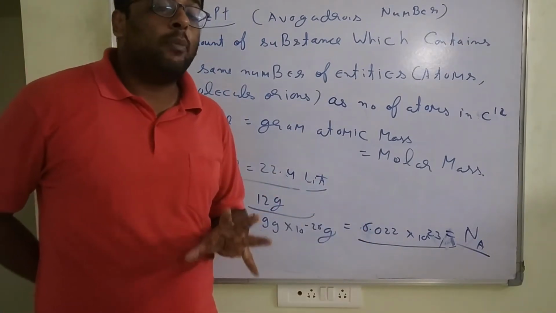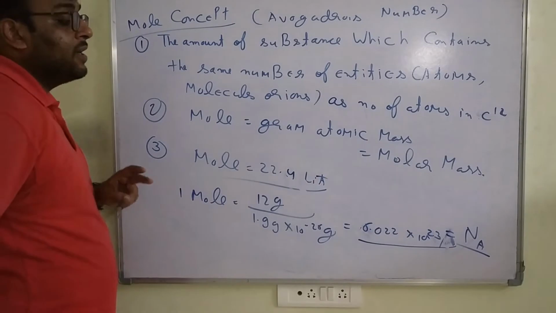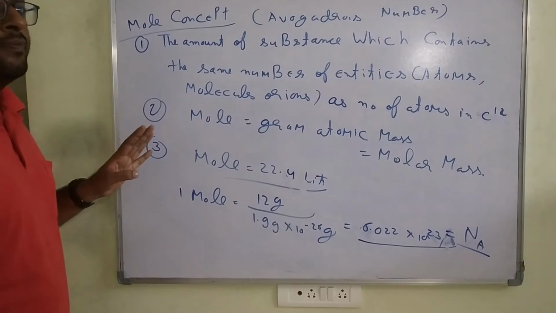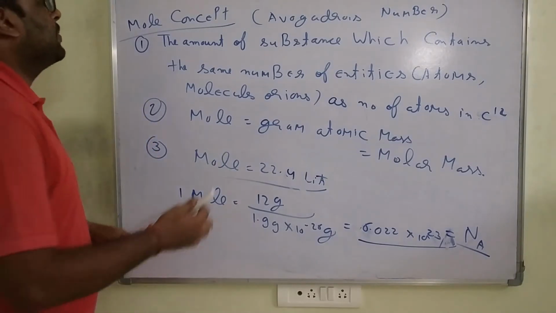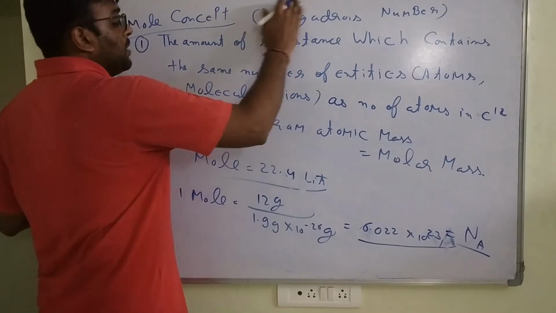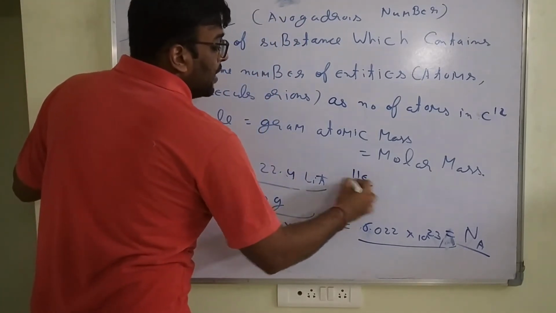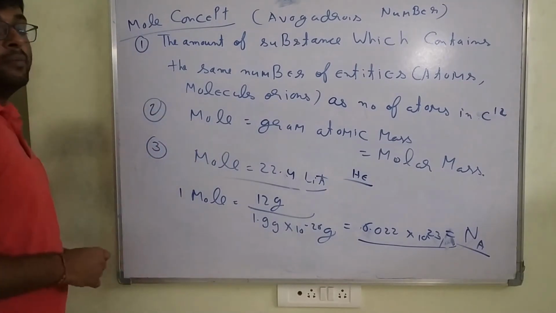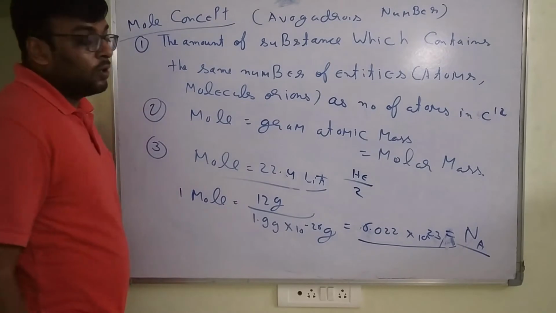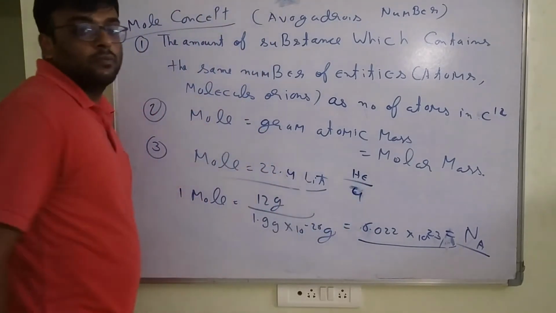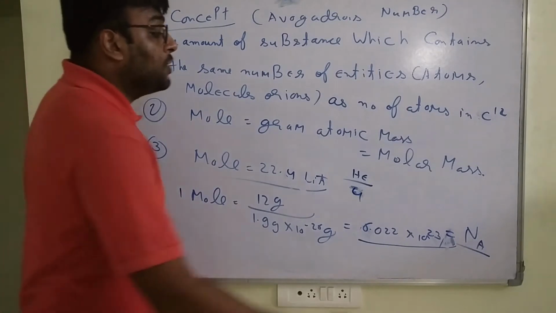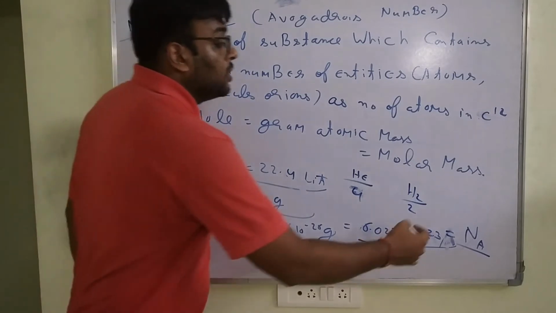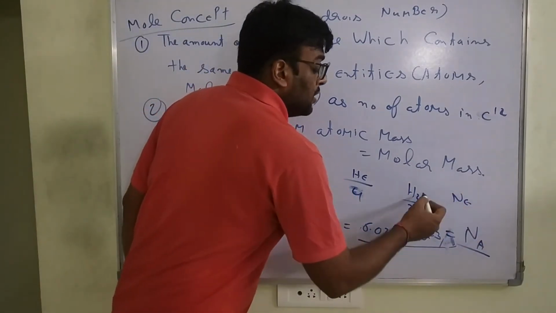But whenever I am talking about one mole, as you have already studied in the lower standard, it is equal to this fixed value. It can never change. Suppose I am taking the example of helium. One mole of helium has an atomic mass of 4. If I am talking about H2, the mass is 2. If I am talking about neon, it has the gram atomic mass. This is the molecular mass.